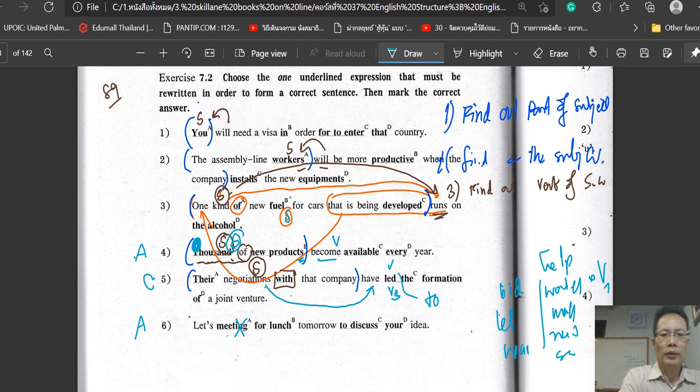And number 2, B. Number 2, the assembly line workers will be more productive when the company installs new equipment. Equipment should not have S, uncountable now. Difficult, this one. Install because singular subject. Company singular subject. Install S-E-S there. And use adverb clause. I said before, adverb clause. Future simple tense: will, shall, can, may. Use with present simple tense. The next one is in order to, not in order for.